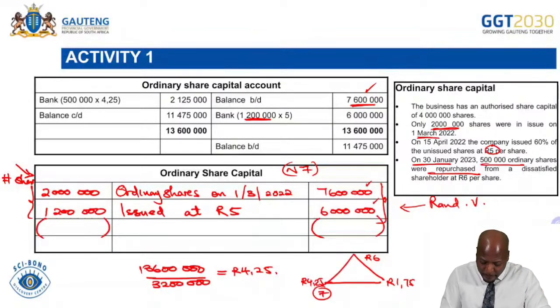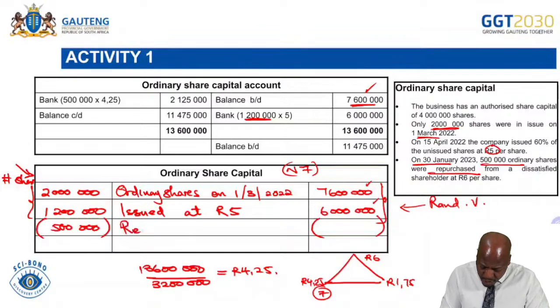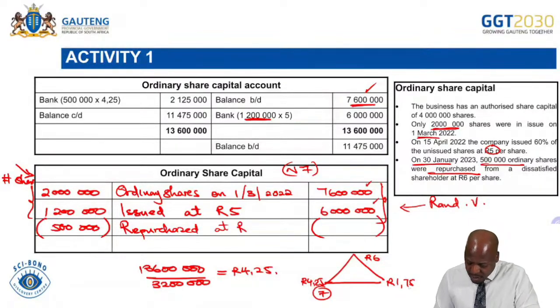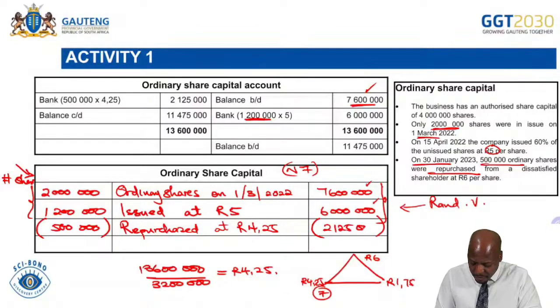Then I come and say 500,000, minus 500,000 there. These are shares repurchased. They were repurchased at what? Do we record the 6 rand here? Definitely not. We record 4.25, the average price. Okay? And then the calculator will give you 2,125,000. Then we do the calculations.